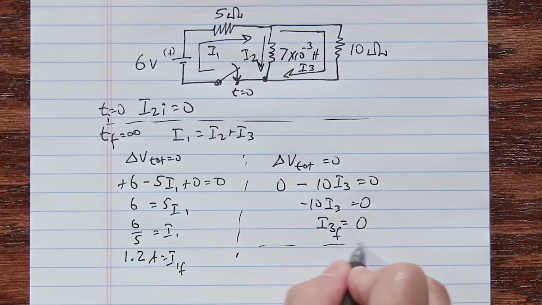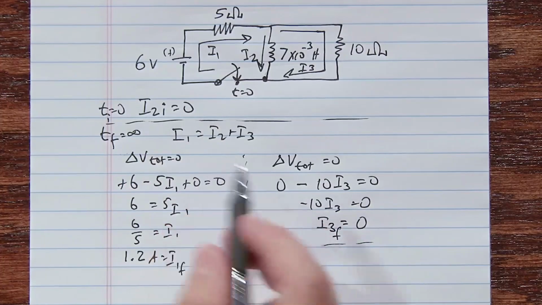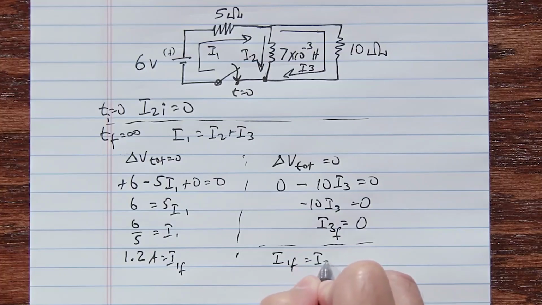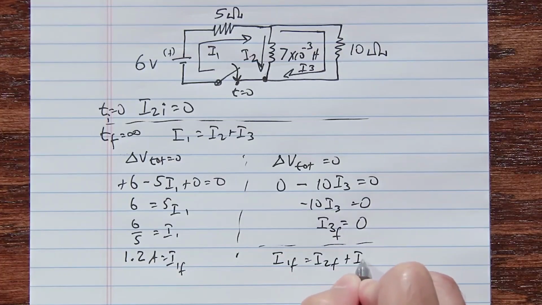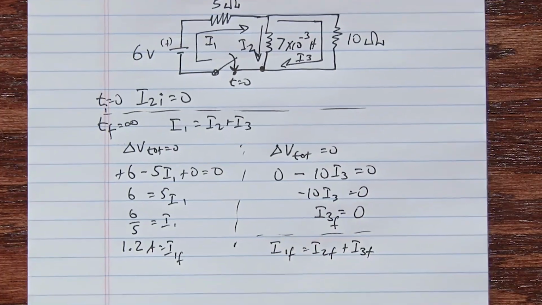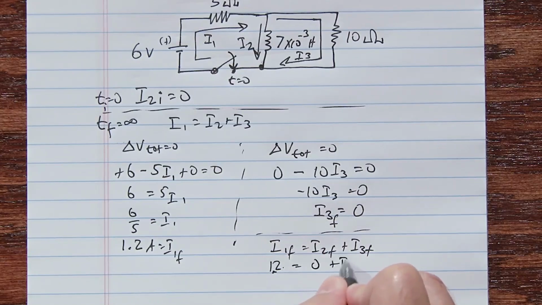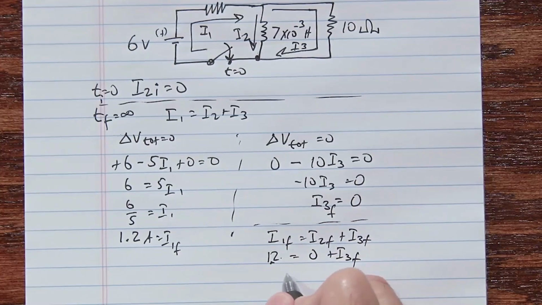And so then, using this equation right here, I1 final is equal to I2 final plus I3 final. That tells us that 1.2 is equal to 0 plus I3 final. So we figured out that I3 final is equal to 1.2 amperes.